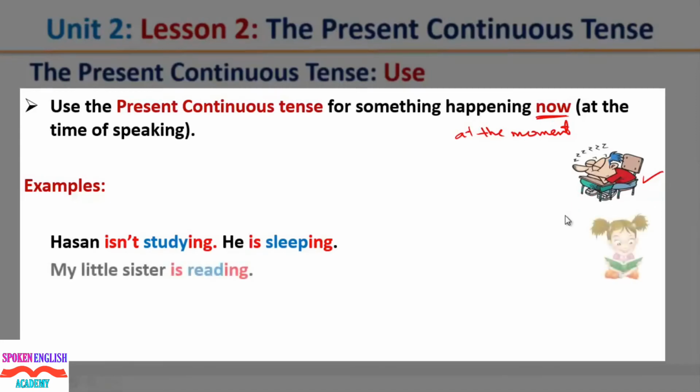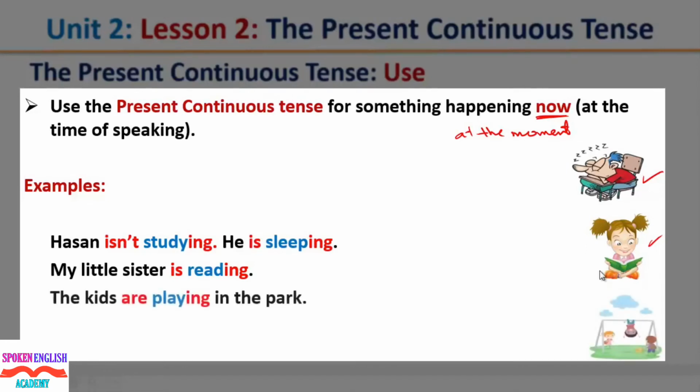Another example. My little sister is reading. Look at the picture here. She is reading now. The action is happening right now. My little sister is reading. The kids are playing in the park. Look at the picture here. What are the kids doing? They are playing. Now, they are playing in the park. So the action is happening right now. So we use the present continuous tense for something happening now at the time of speaking.